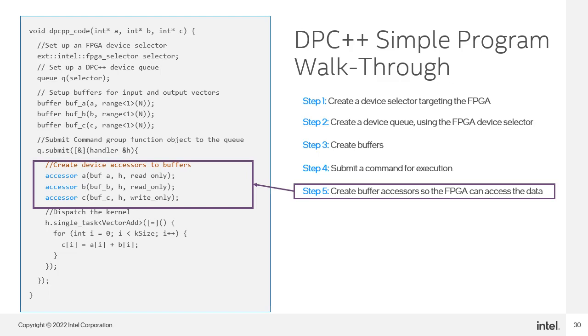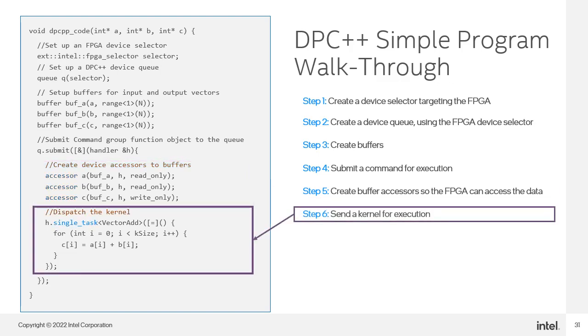Accessors A and B are given read-only permissions. Accessor C can be written to. You can also provide a read and write permission for an accessor. Also, we hand the handler class previously established, hence the h in the parentheses in the construct.